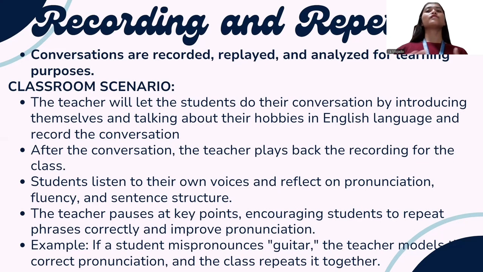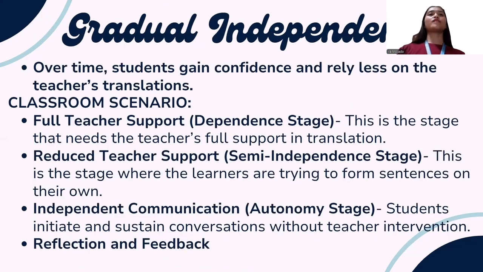Students listen to their own voice and reflect on pronunciation, fluency, and sentence structure. They analyze whether the pronunciation is correct, as well as the fluency and sentence structure. The teacher pauses at key points, encouraging students to repeat phrases correctly and improve pronunciation. By that, the learners will improve and correctly say words in English. For example, if a student mispronounces "guitar," the teacher models the correct pronunciation and the class repeats it together.